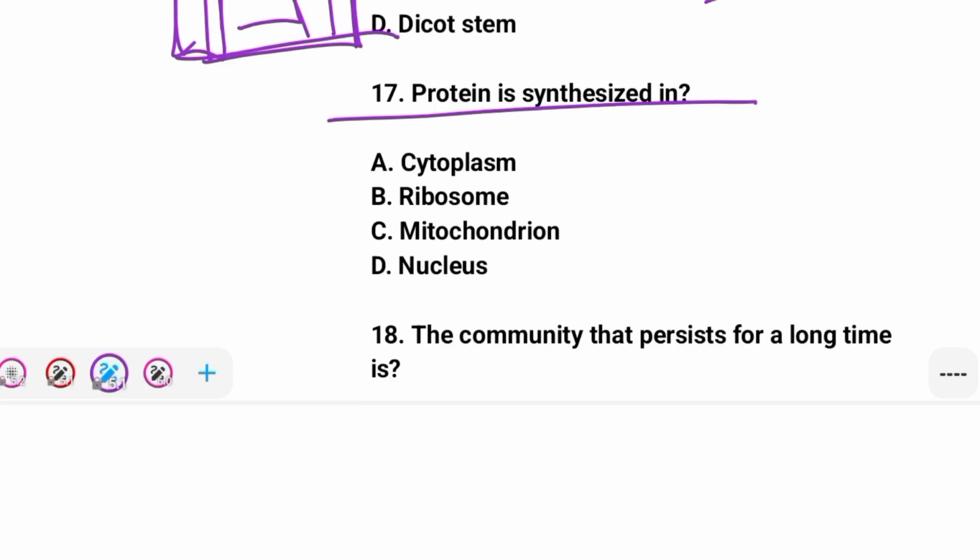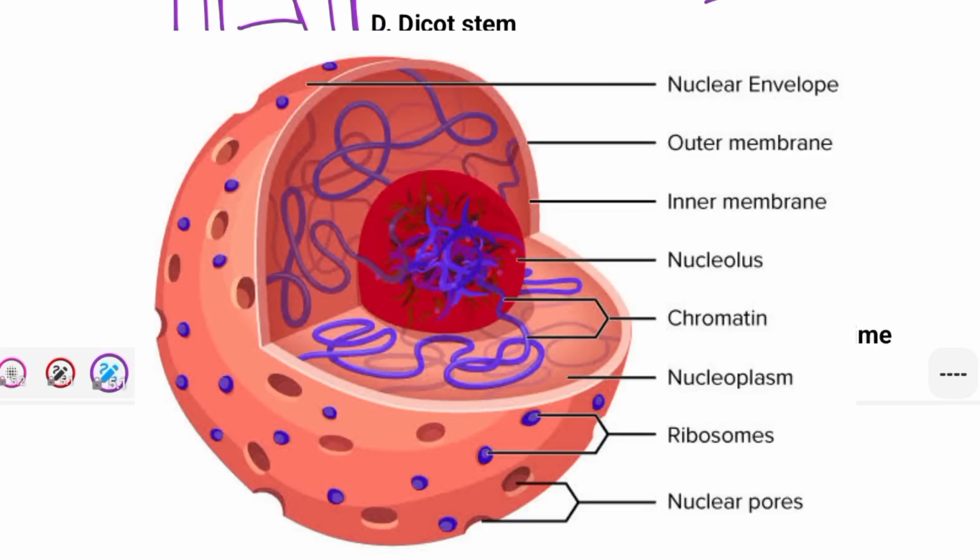Protein is synthesized in the dash. So they give all these options here. So the first thing to check, let's just check the options and their functions. So you have the nucleus. The nucleus is the control center of the cell. So it's the control center. It controls everything in the cell. Mitochondrion is the powerhouse of the cell. That's nothing to do with protein synthesis.